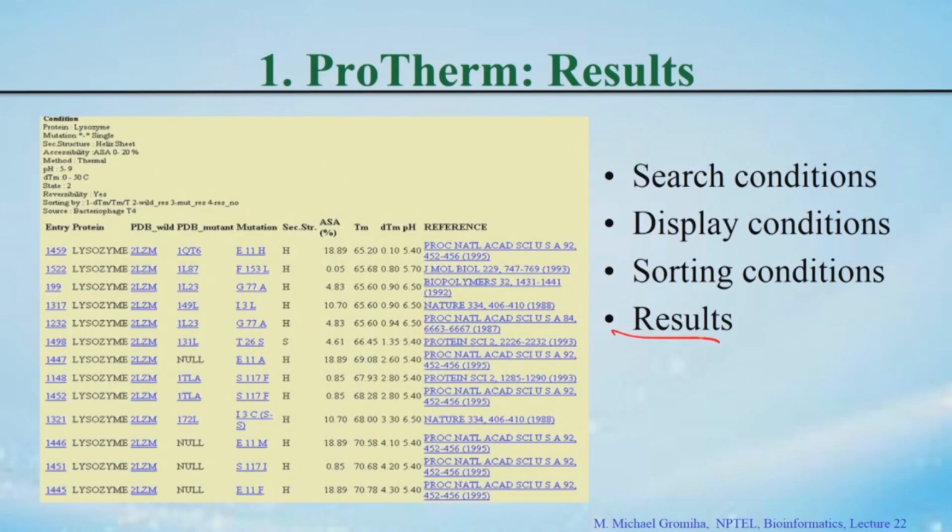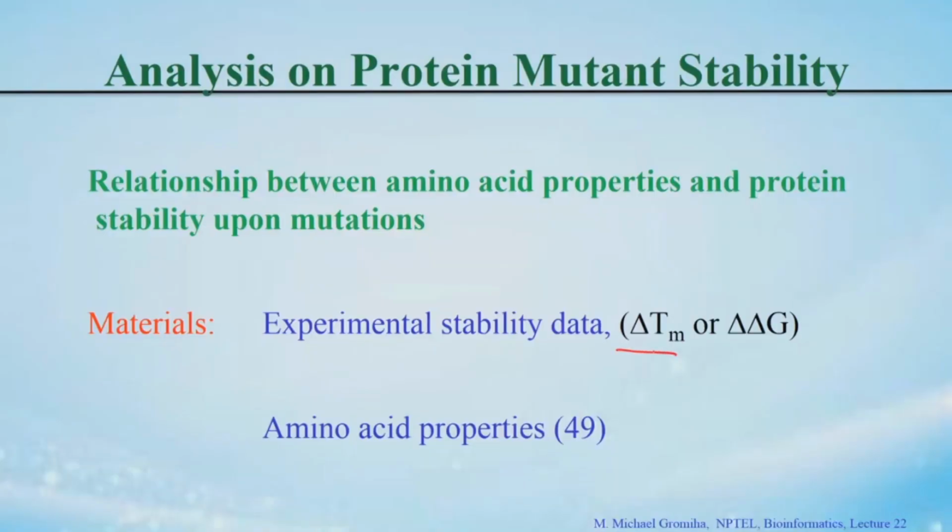Once we get the results, you can download the data and utilize it to understand the factors which can stabilize or destabilize a particular protein. So, how do we estimate the contribution of different properties, which property can be related to the stability? ProTherm gives you experimental data, either the delta Tm or delta energy. This is the transition temperature, the melting temperature, and with delta energy you get the free energy change.